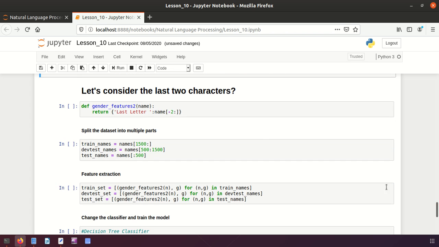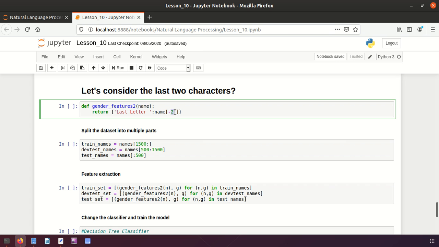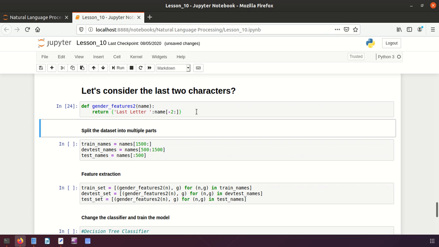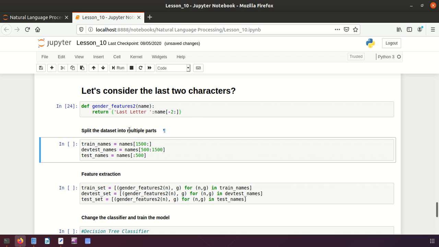The next thing, let's consider the last two characters. I'm changing the model. I say okay, I'm not considering the last one character, but the last two characters. Now let's see how the model responds and whether the performance, the accuracy, increases or not. This time we are considering the last two characters and also splitting the data into multiple parts: training, developing, and then we have test, right?